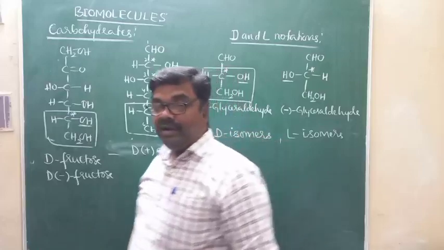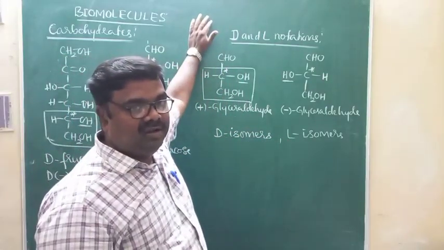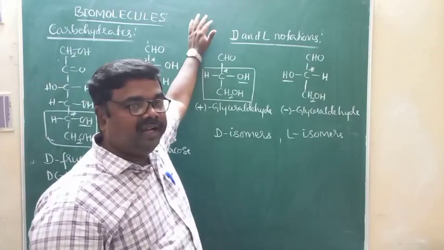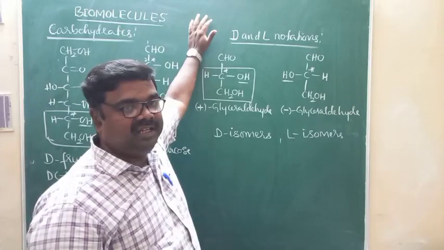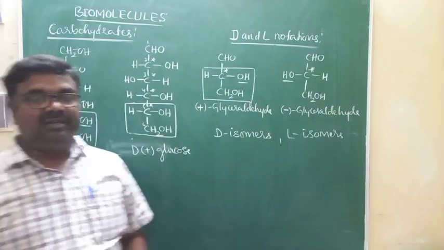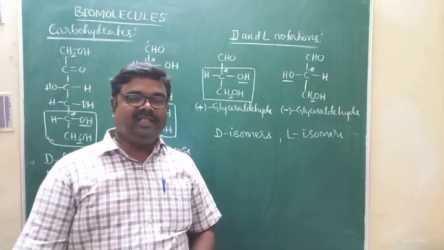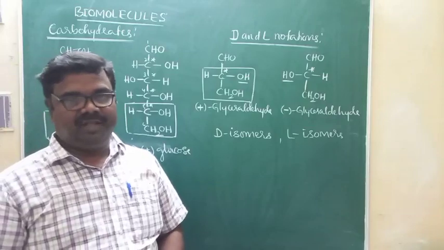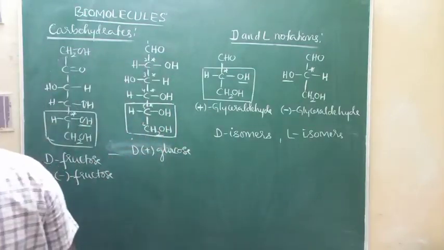Like that, D and L notations have nothing to do with the optical rotation of an optical isomer. They simply indicate configuration at the lowest asymmetric carbon atom. So this is one method to assign configuration to monosaccharides, or you can say optical isomers. And that is what we call D and L notations.